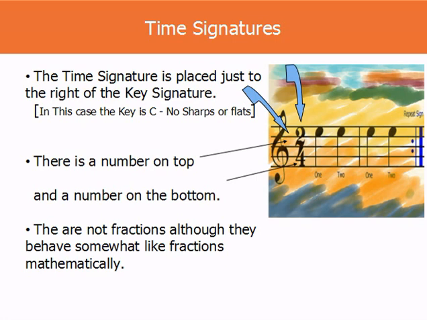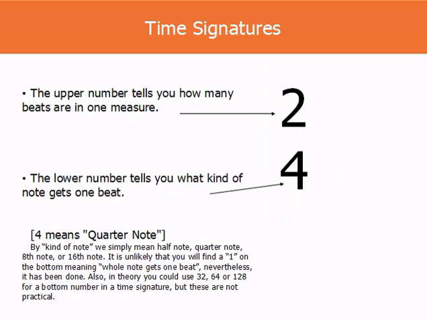There's a number on top, and there's a number on the bottom. They're not fractions, although they behave somewhat like fractions mathematically. It's not 2 dividing by 4, but the upper number tells you how many beats are in a measure. That's 2 beats in one measure. The lower number tells you what kind of note gets 1 beat. In this case, 4 means quarter note.